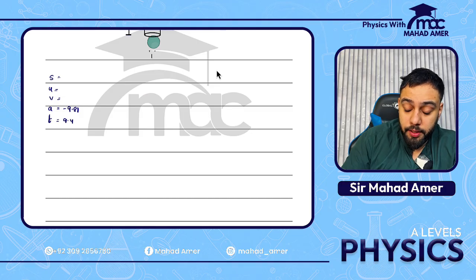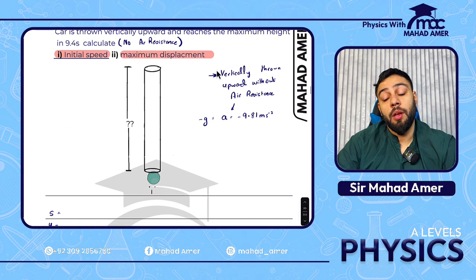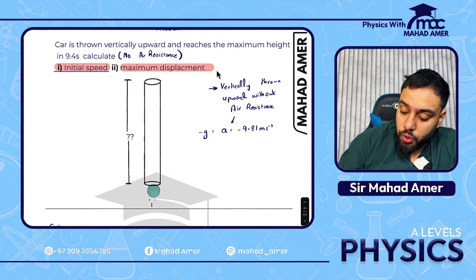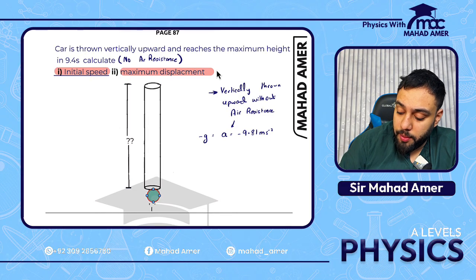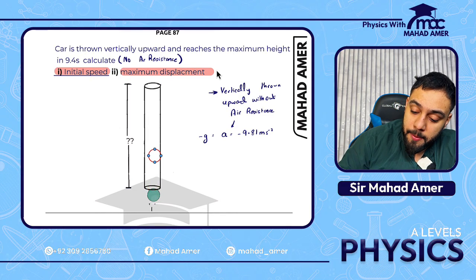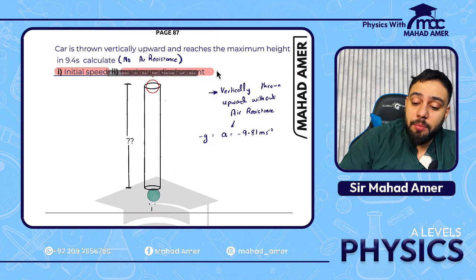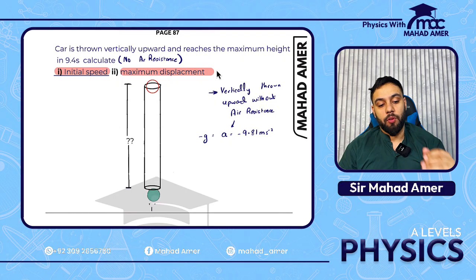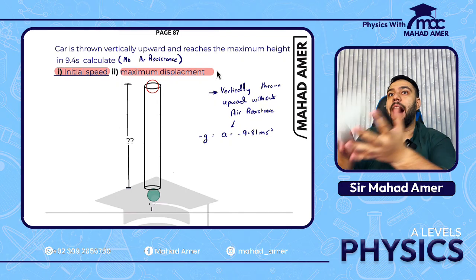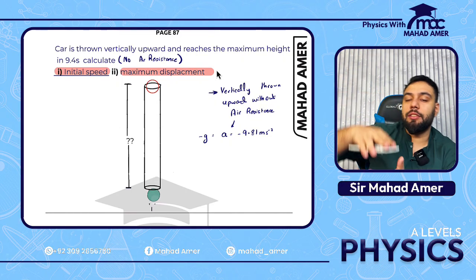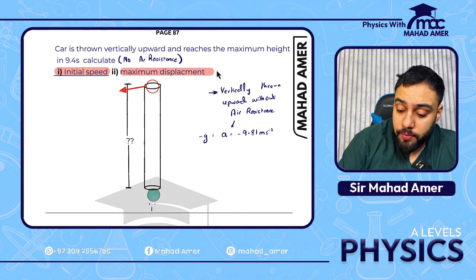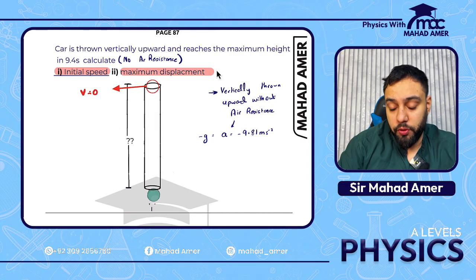We have nothing else, right? But no. One more thing that you need to realize: if something is thrown vertically upward, at the maximum height, it always stops. So the final velocity in this case would be equal to 0.